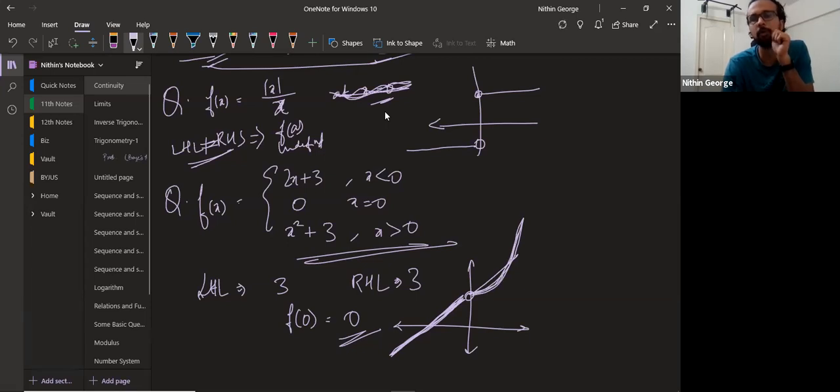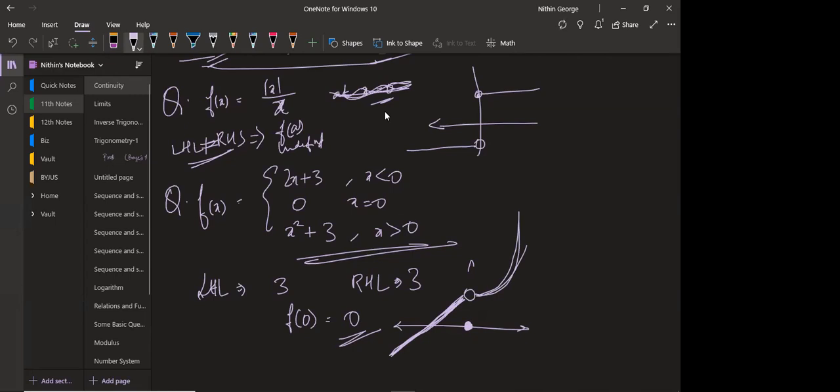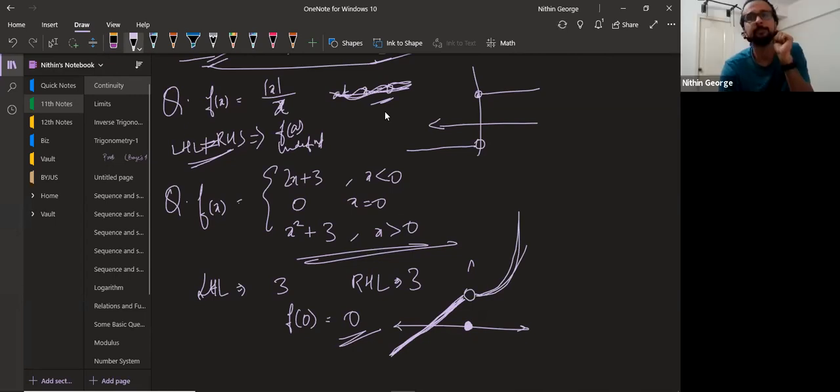At x equal to 0, we don't know. We are guessing it will go to 3. But at x equal to 0, what happens? It's actually this point, the origin. So is it possible for you to draw the graph without lifting your pen? No, sir. You can see a discontinuity here, right?